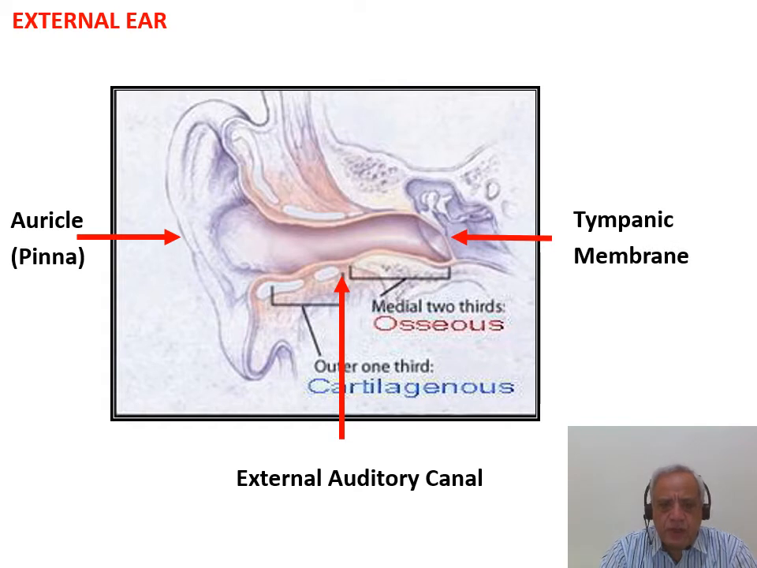The external auditory canal ends by the tympanic membrane. The tympanic membrane has at least two surfaces. One surface is toward the external ear and is lined by skin, and the other surface is towards the middle ear, and this is lined by mucous membrane.